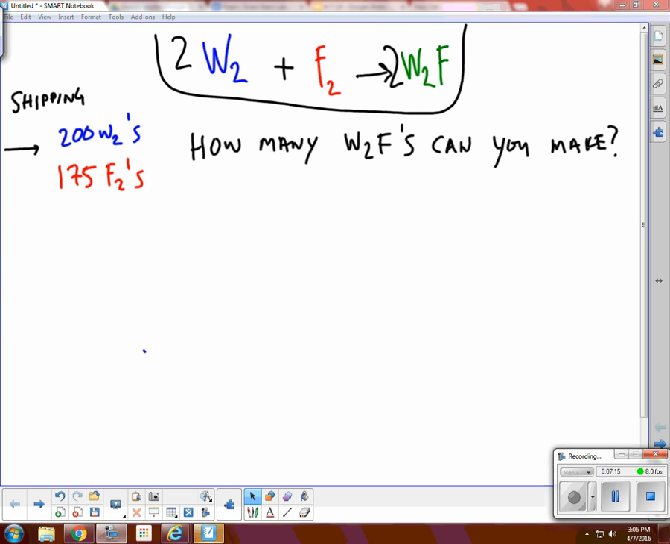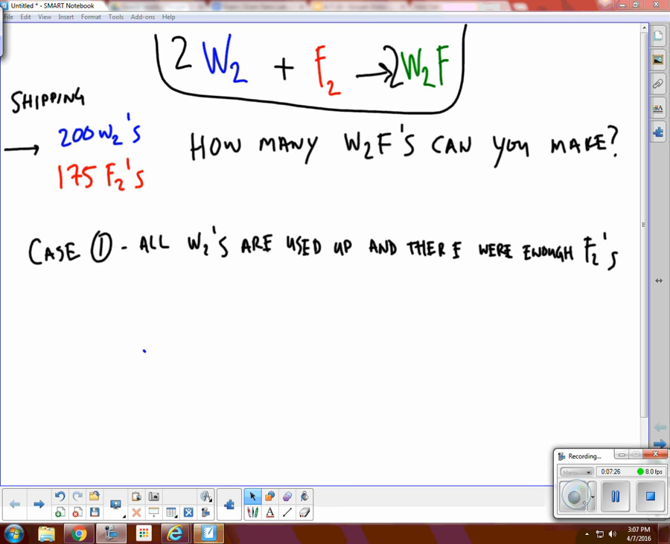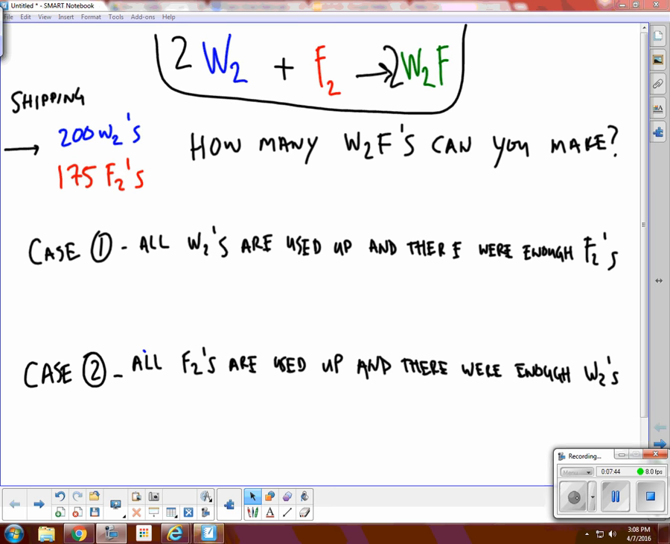Well, in this scenario, there are 2 cases, 2 situations that could happen. Let's talk first about case 1. Case 1 is that all the wheel packages are going to be used up, and there are enough frame packages. So there's enough frames to use all of the wheels up. Case 2 would be that all the frames are used up making the bikes, and there were plenty of wheels, or some wheels left over. So both cases can happen.